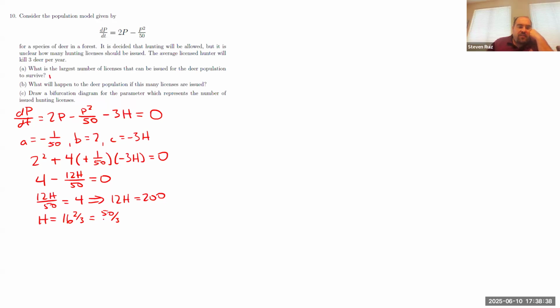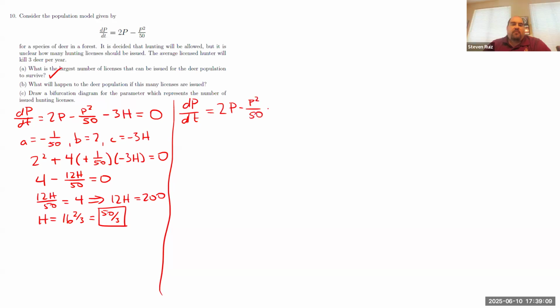So what happens to the deer population if this many licenses are issued? Okay, so now let's alter our differential equation. So if h is equal to 50/3, then our differential equation becomes this: dp/dt equals 2p minus p squared over 50 minus 3 times 50/3, which is 50.